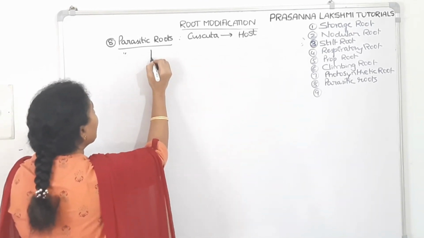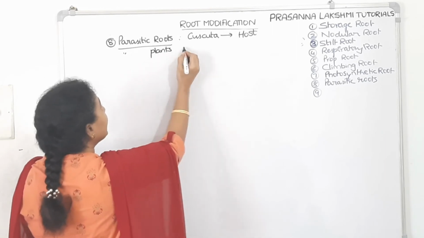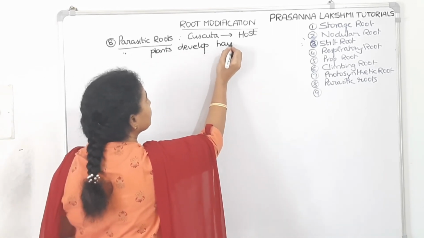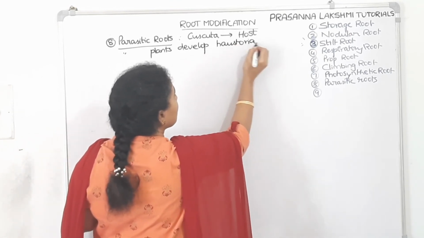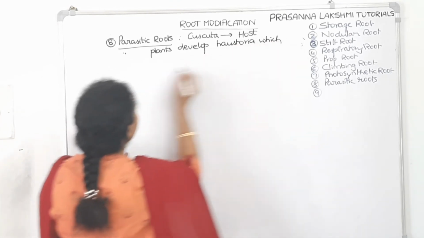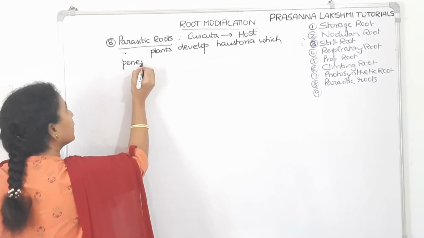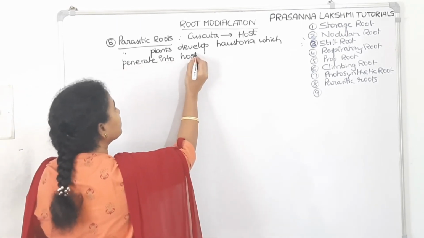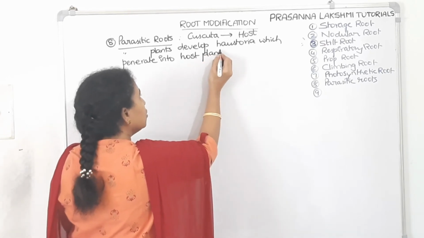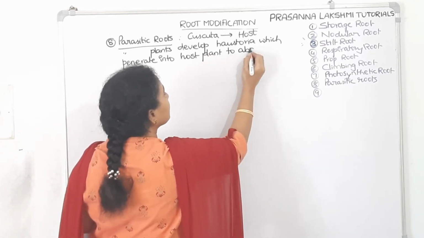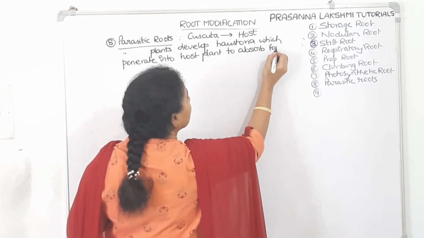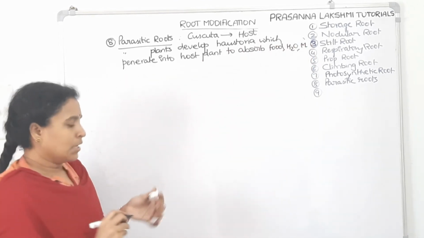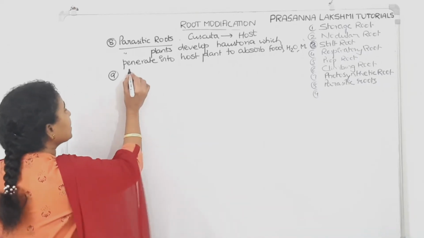So, parasitic plants develop haustoria which penetrate into the host plant to absorb food, water and minerals. Okay. So, what we can see next is epiphytic root.